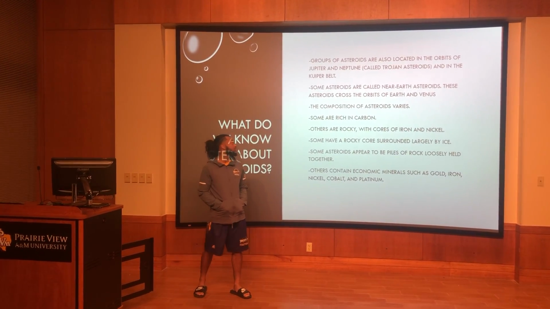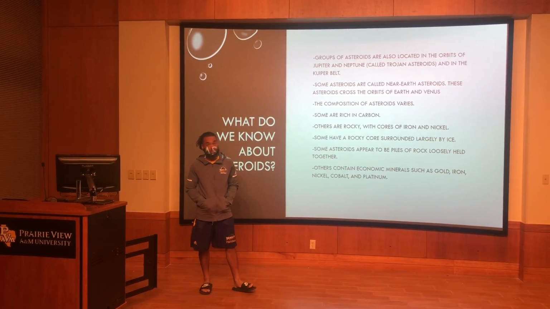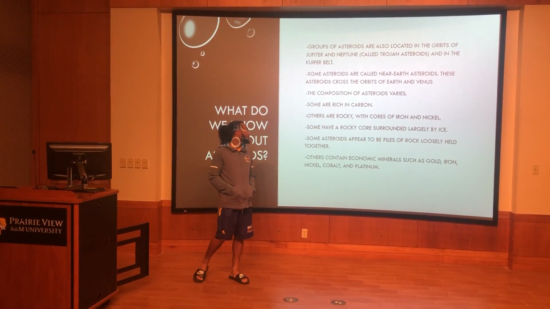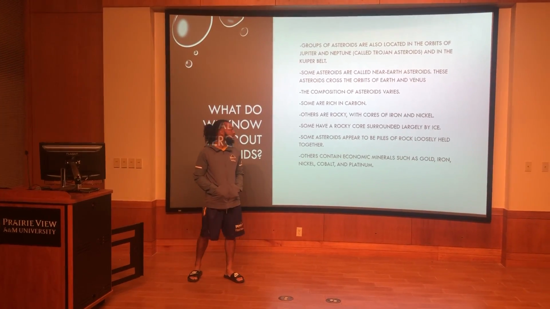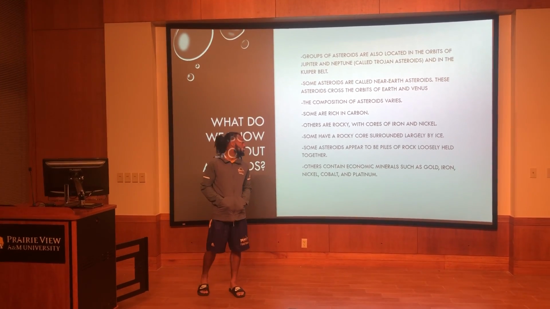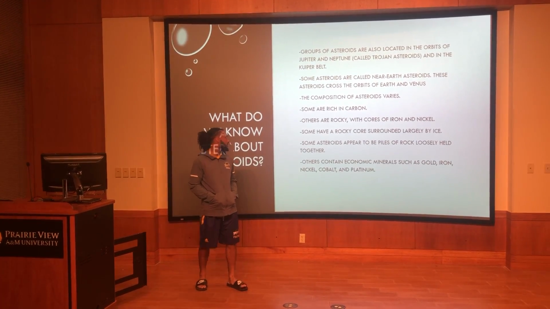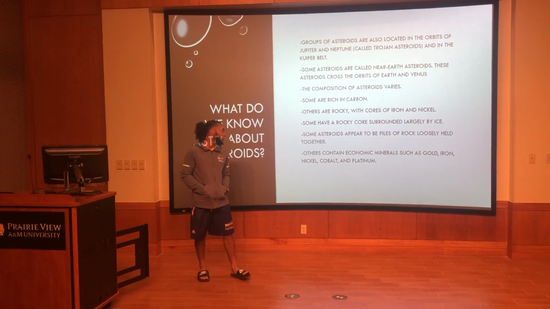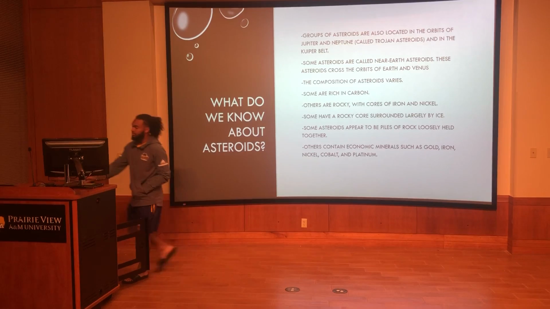The composition of asteroids varies. Some are rich in carbon. Others are rocky with cores of iron and nickel. Some have a rocky core surrounded largely by ice. Some asteroids appear to be clouds of rock loosely held together. Others contain economic minerals such as gold, iron, nickel, cobalt, and platinum.